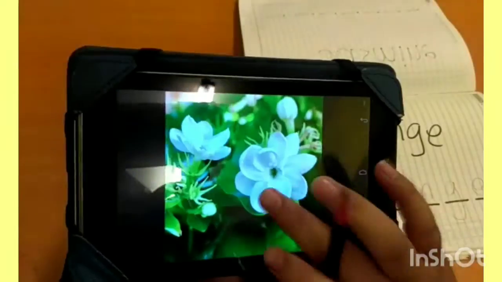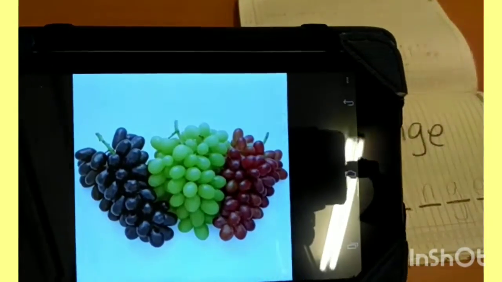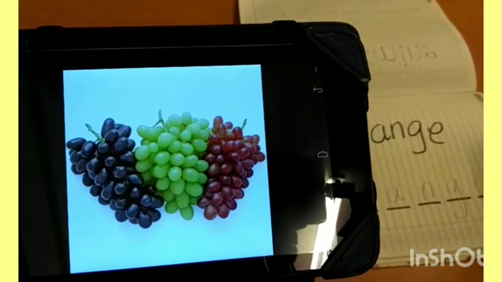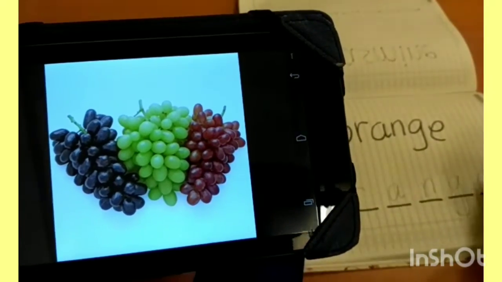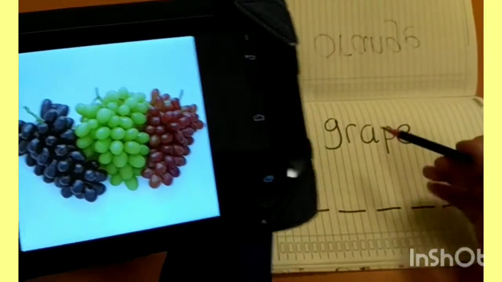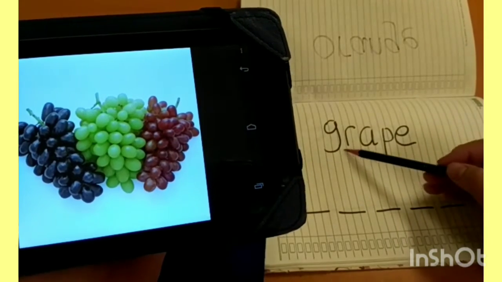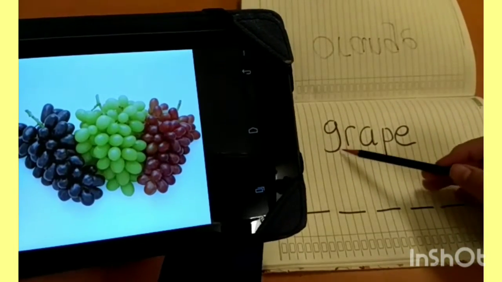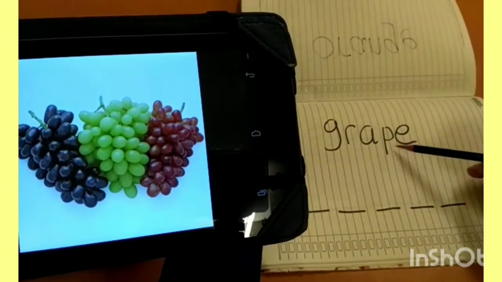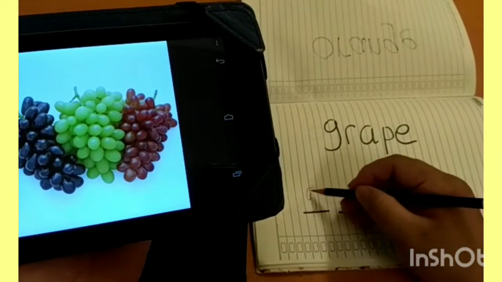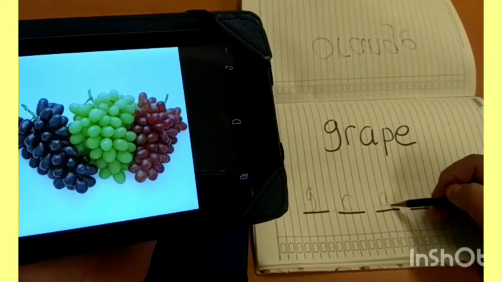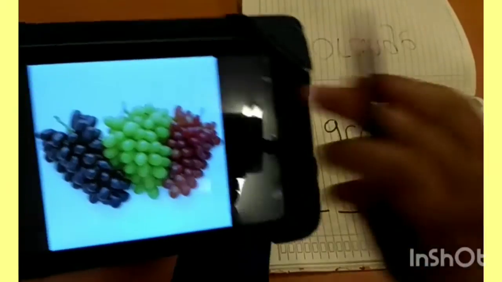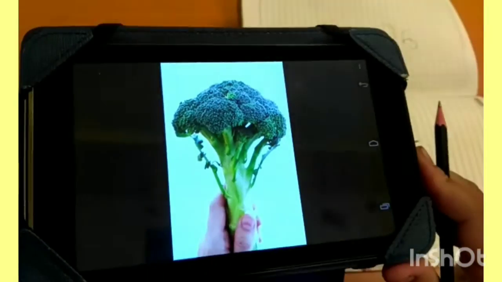Okay. Next we have grape. Yeah. Who likes grape? Siapa yang suka makan anggur? Nah, we have grape. Grape. Okay. How to spell grape? Ustada has already written G R A P E. G R A P E. Grape. 5 letters.